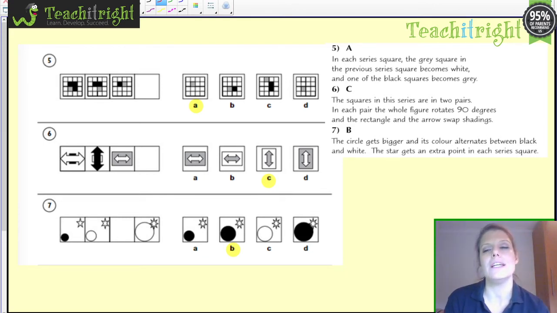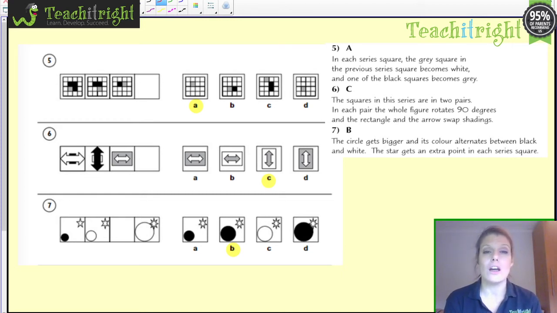This is because in each square, the grey square in the previous one becomes white, and one of the black squares becomes grey. So you can see they're decreasing in number. Number 6 was C. The squares in this series are in 2 pairs. In each pair, the whole figure rotates 90 degrees and the rectangle and arrow swap shadings. And number 7 was B.